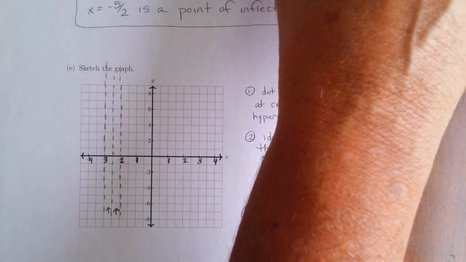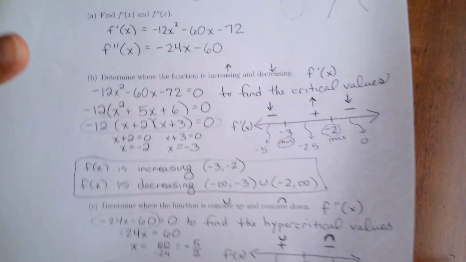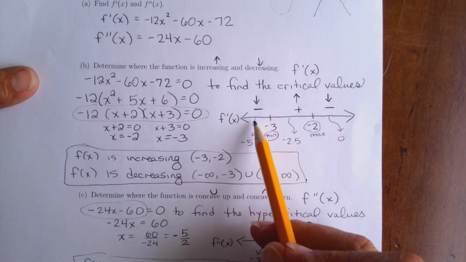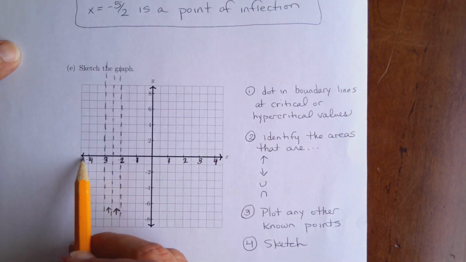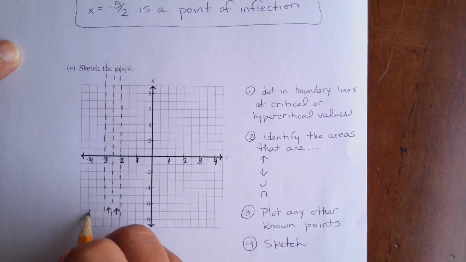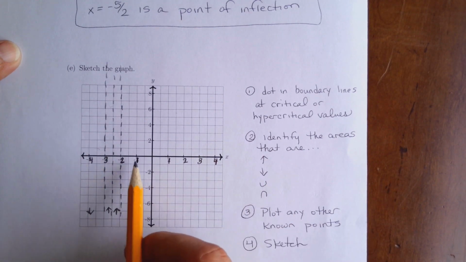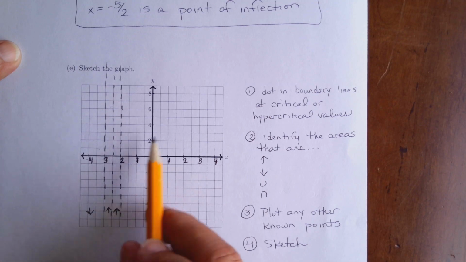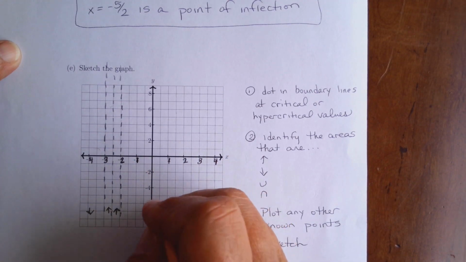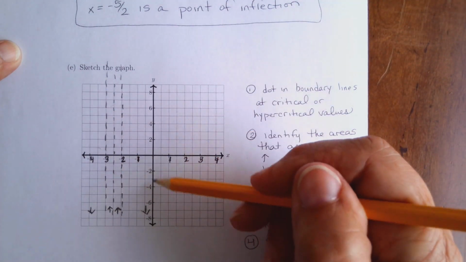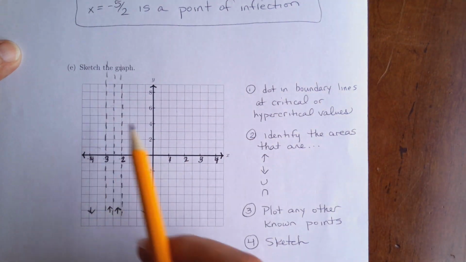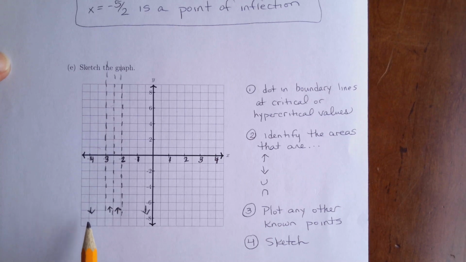All right, and then where were we decreasing? In the other areas, right? So we were decreasing to the left of -3 and to the right of -2. So to the left of -3, all of this area over here is decreasing. And to the right of -2, all of this area, we are decreasing. Okay, so this whole area over here, this is not a boundary, okay? Only the dotted lines are boundaries. So you have to have something in each of those areas.